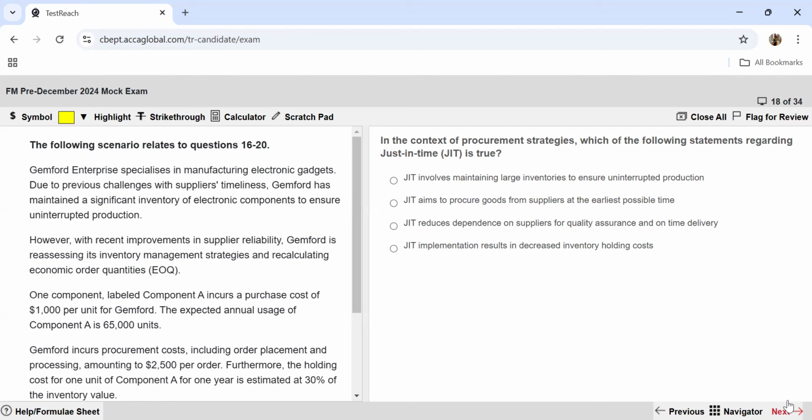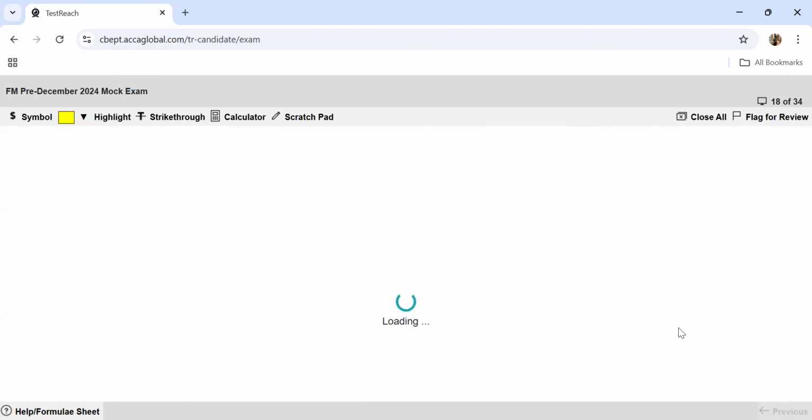Now we are left with the last one that has to be the answer, but let's also understand why that is the answer. The last statement says JIT implementation results in decreased inventory holding costs. Now, inventory holding means how much money you are spending to store your inventory with you. JIT method says store as little inventory as possible for you. So definitely you are indeed decreasing your inventory holding cost because you're minimizing the number of units that you are holding in the inventory. Moving to the next one.